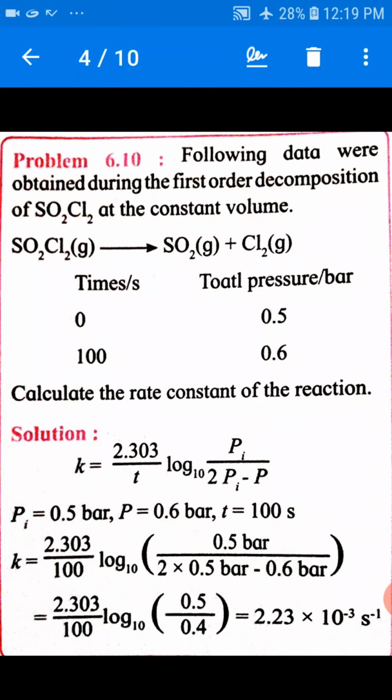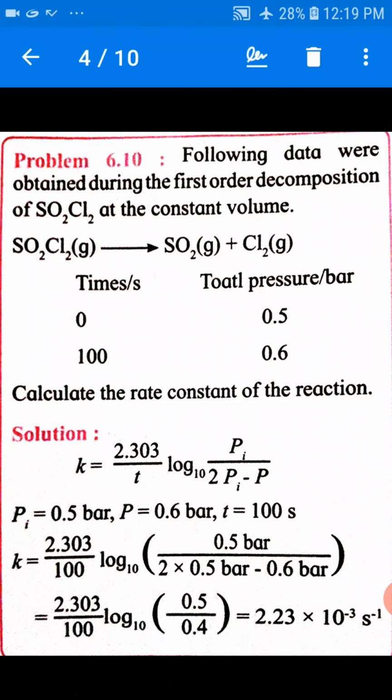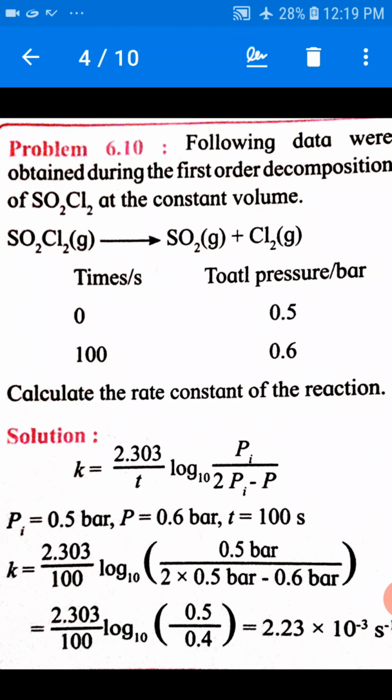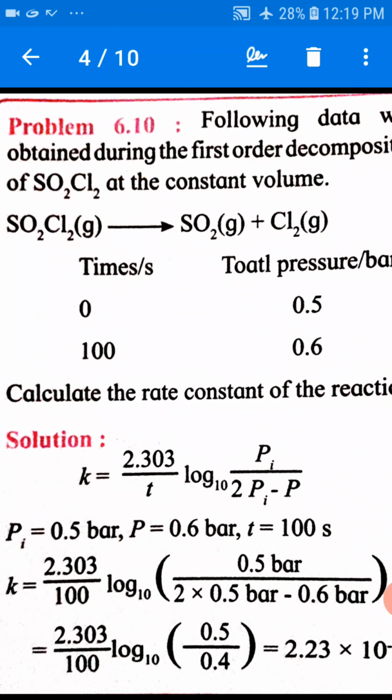Therefore, K equal to 2.303 upon t log base 10 of Pi upon 2 Pi minus P. Pi is the initial pressure. Pi equal to 0.5 bar because it is initial, when time is 0 second. P is 0.6 bar when time is 100 seconds.